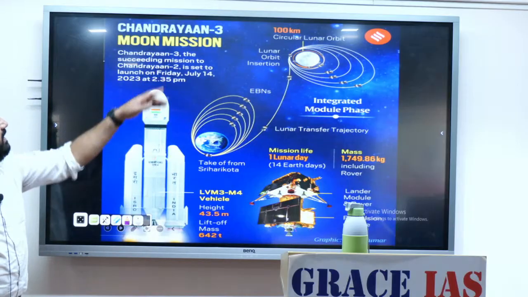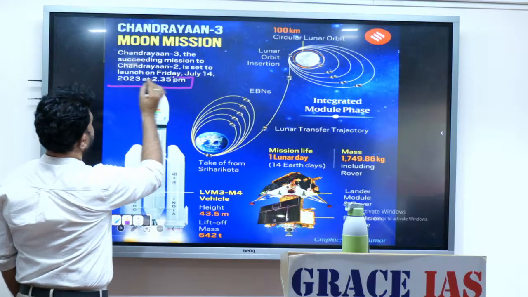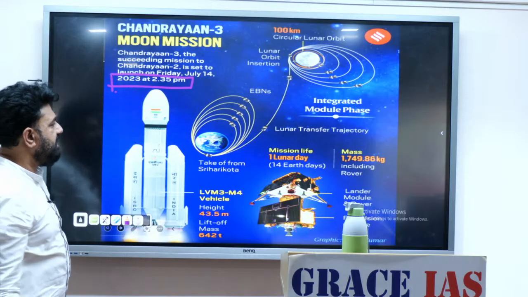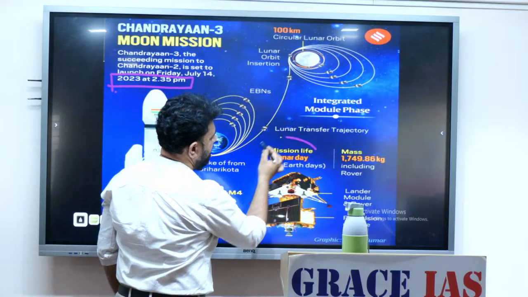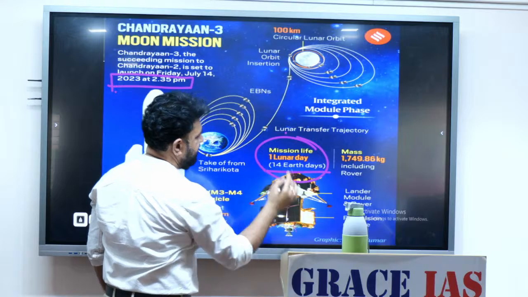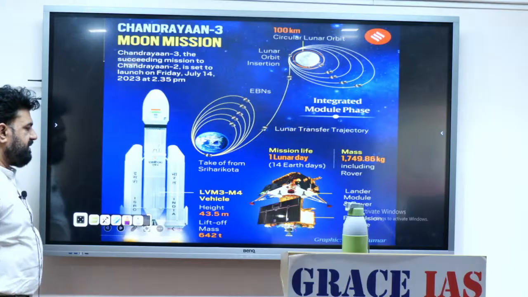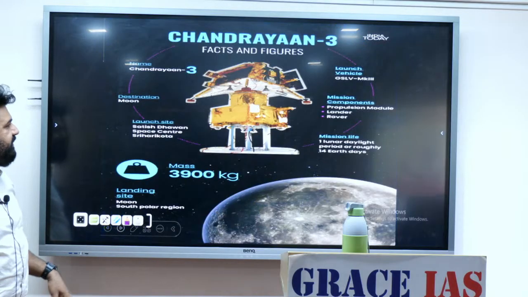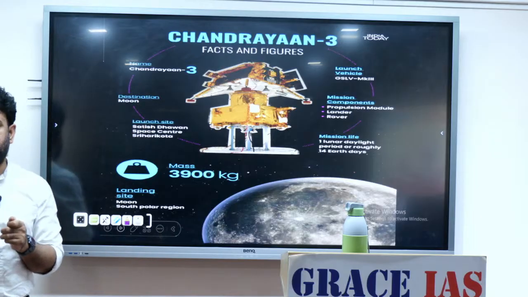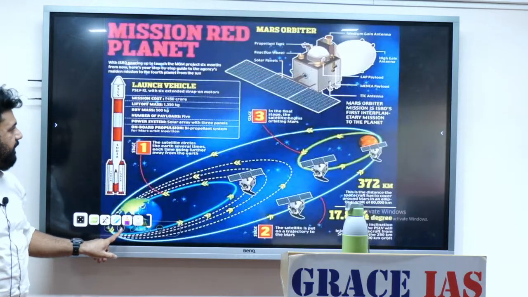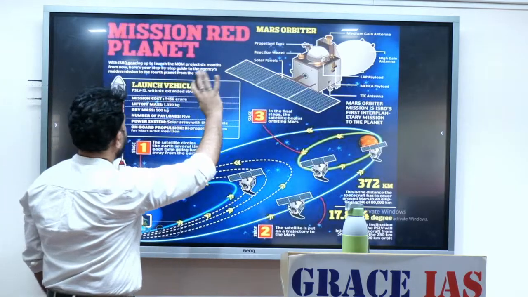So next is Chandrayaan 3, in 2023. Here the mission life is only 14 Earth days, a short duration. We wanted to study the presence of water on the moon and other aspects. So that is Chandrayaan 3. We have a lot of equipment, but again facts are trivial, don't worry about all those things. And then we have the mission planet, the red planet, Mars.